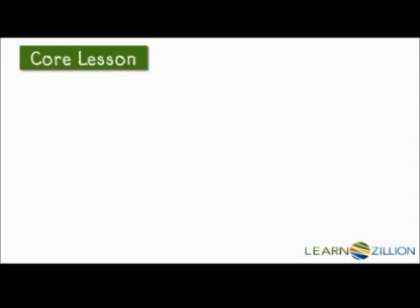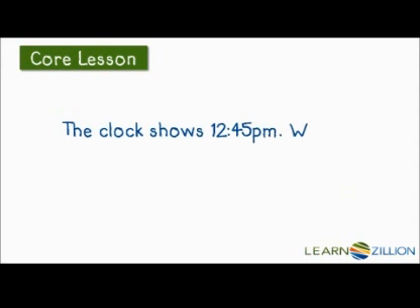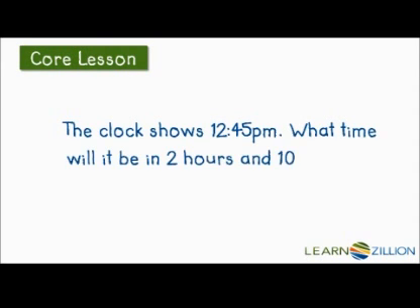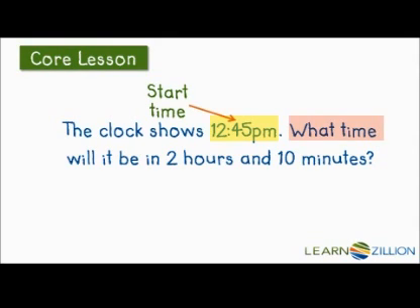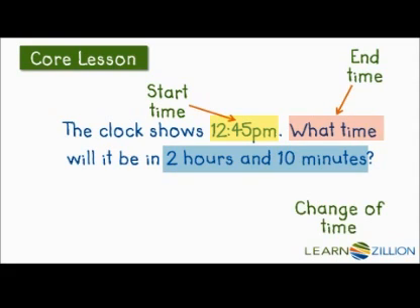So let's look at our problem from the beginning. When we were looking at a clock that showed 12:45 and we were wondering what time it would be in 2 hours and 10 minutes. Let's label the start time, which is 12:45. The end time, what we're wondering what time it'll be at the end. And then 2 hours and 10 minutes is going to be the change of time. And now we can use our number line to solve it.